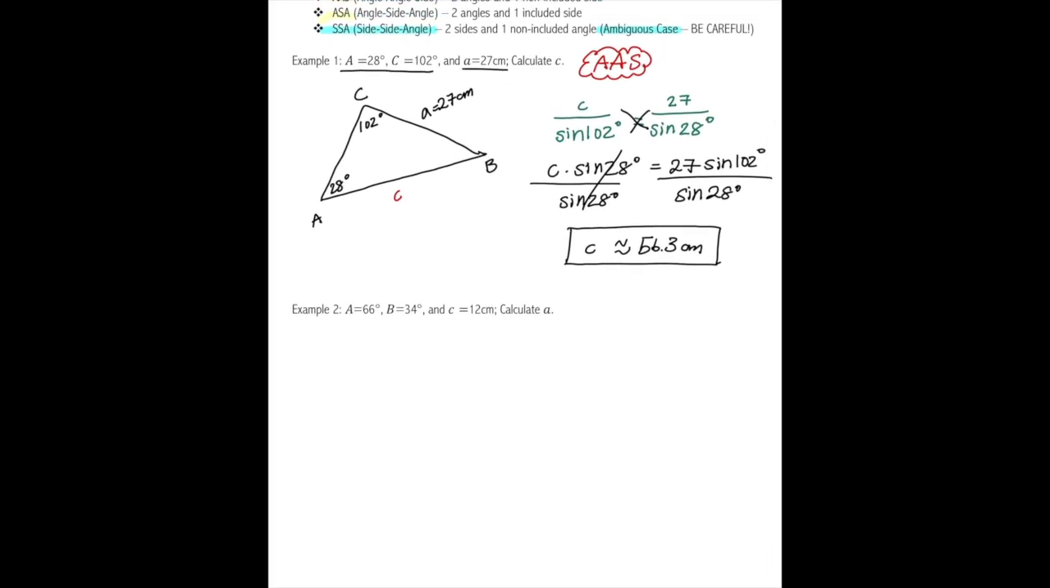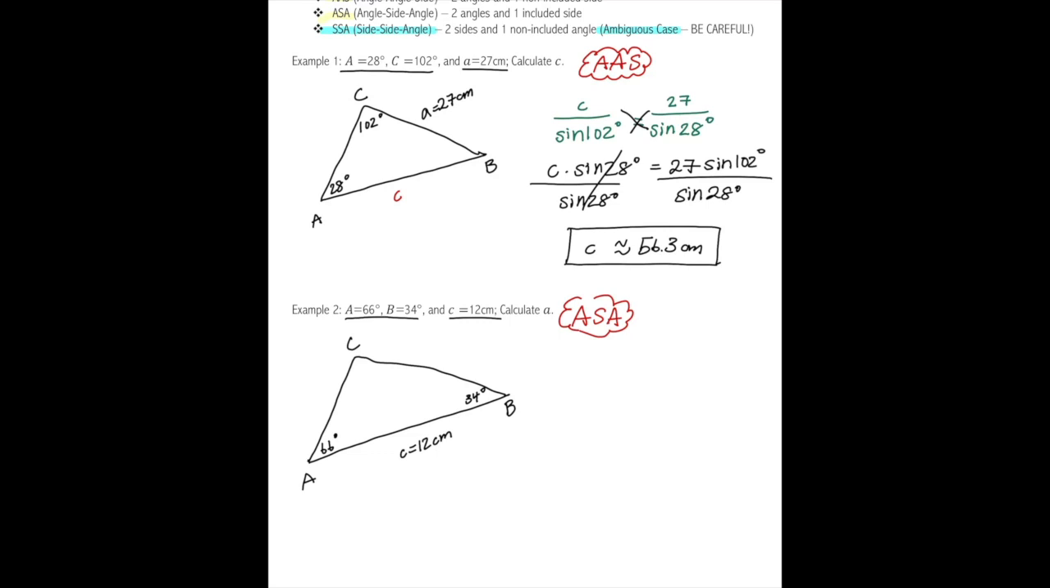Let's look at the next example. In the next example, we're also given two angles and a side, and we're looking for side a. Again, start by drawing the diagram. I'm going to call each angle capital A, B, C, 66 degrees here, 34 degrees. And I'm looking at side c, which is 12 centimeters. With all this in place, I'm given two angles and an included side. So this is a case of angle side angle, which is our second case here.